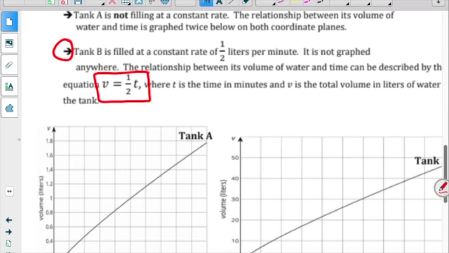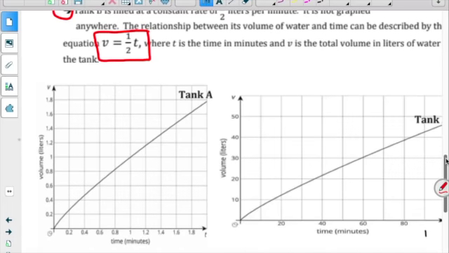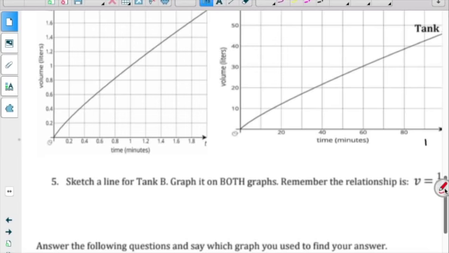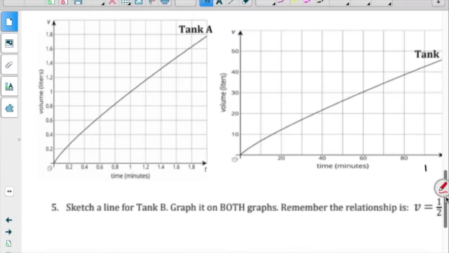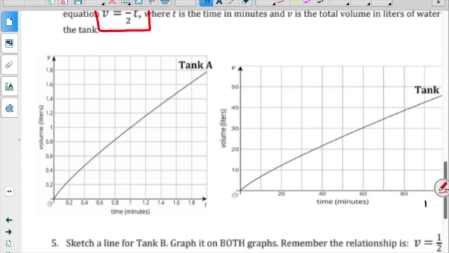So I've labeled the two graphs, tank A, and we're going to graph tank B. If you go down, it says sketch a line for tank B, graph it on both graphs. Remember what our relationship is? V equals 1/2 T. So we're going to do the same thing we did on the front. We're going to pick a value for T, right? Instead of x, it's actually T.